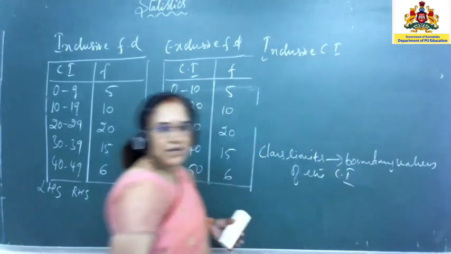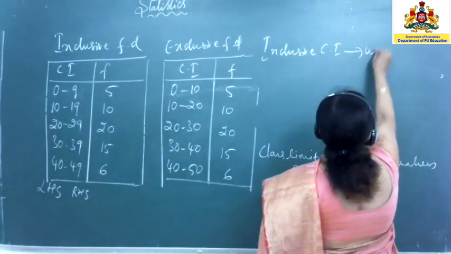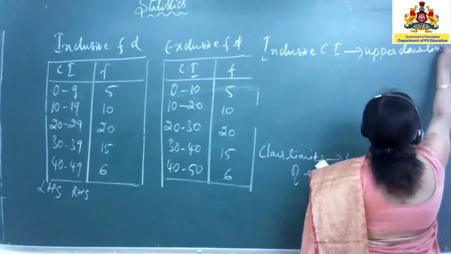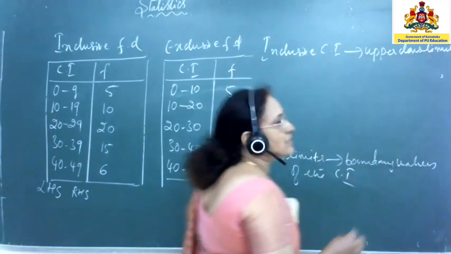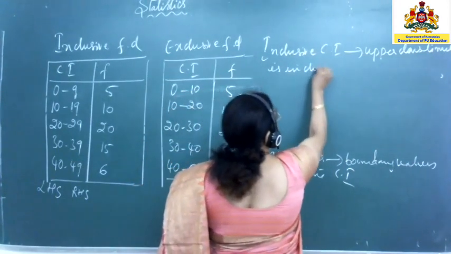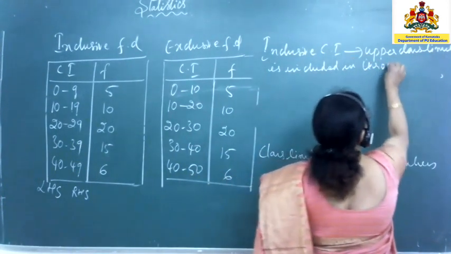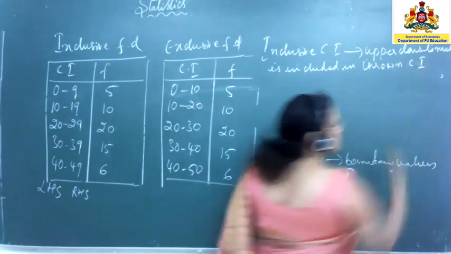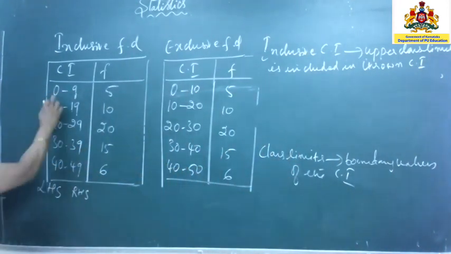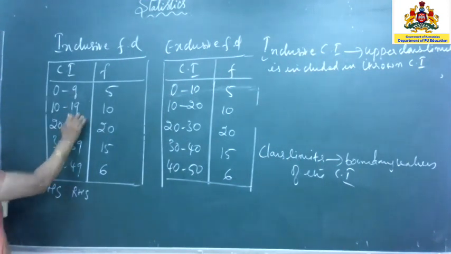Now, what are inclusive class intervals? If in a class interval, the upper class limit is included in its own class interval, then such a type of class intervals are called inclusive class intervals. In its own means 9 is included in this class interval, 19 is included in this class interval.